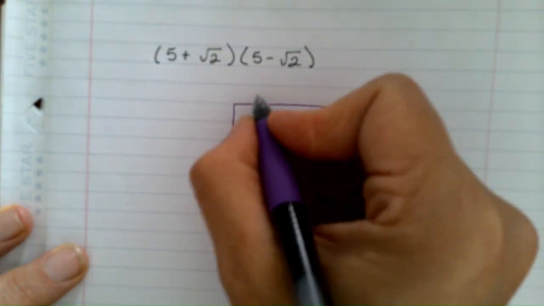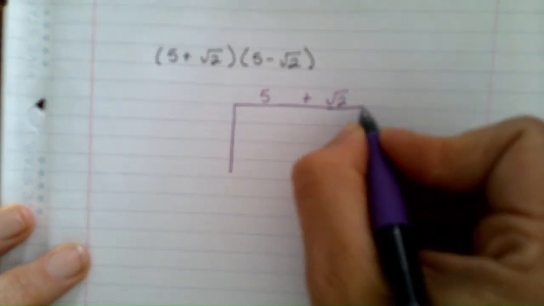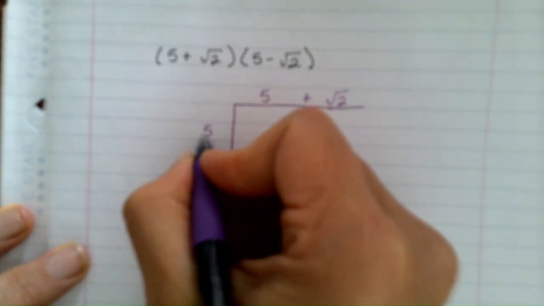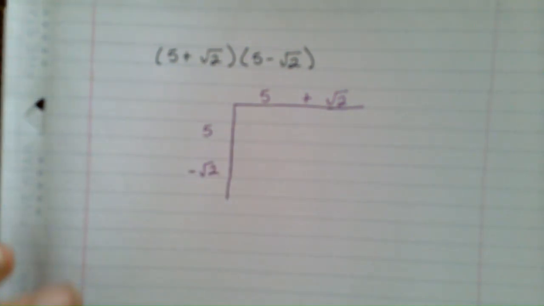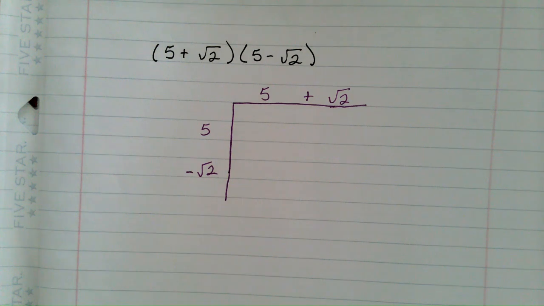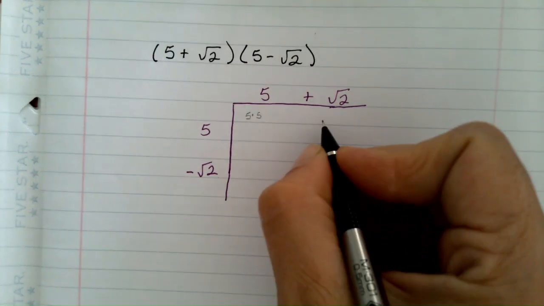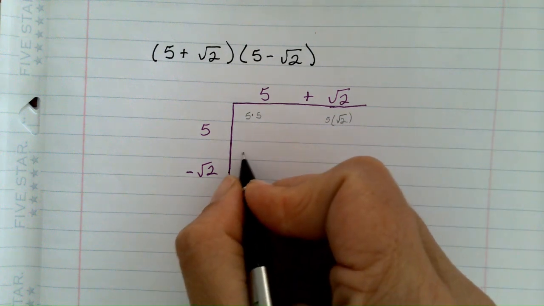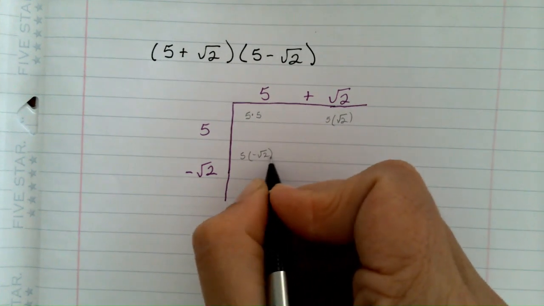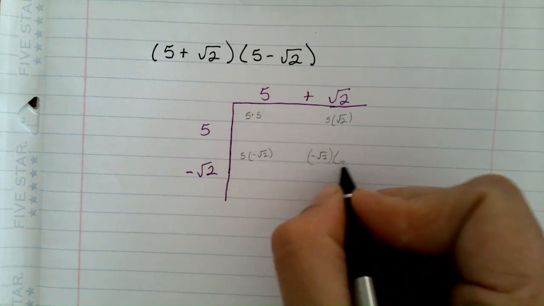I don't care which one goes on top. 5 plus root 2. 5 minus root 2. So I'm going to write in pencil what we're multiplying in each spot. Here we're multiplying 5 times 5. Here we're doing 5 times the radical 2. Here we're doing 5 times negative radical 2. And here we're doing negative radical 2 times positive radical 2.